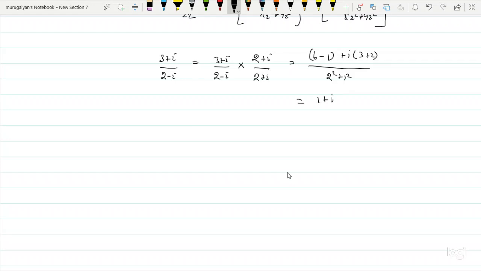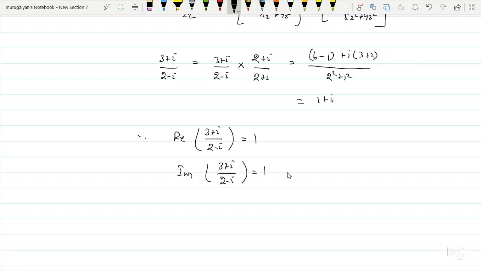So remember, students, (3 plus i) by (2 minus i) is 1 plus i. Now we have got the real part of the complex number (3 plus i) by (2 minus i), which is 1. The imaginary part of the same complex number is 1.